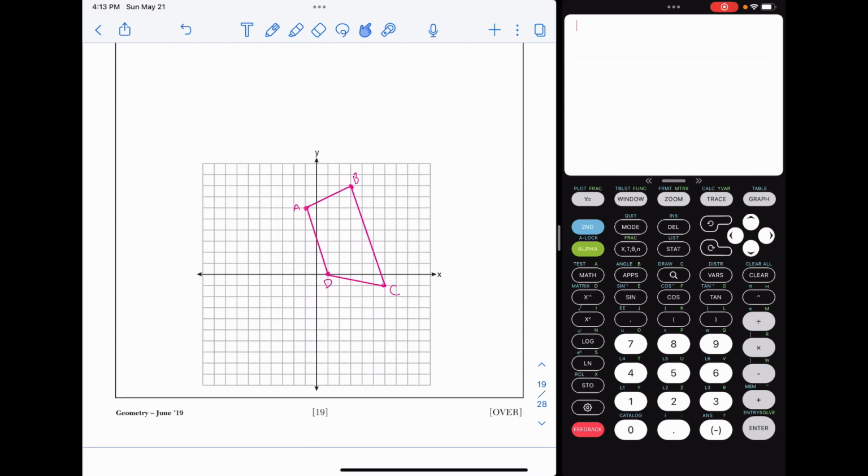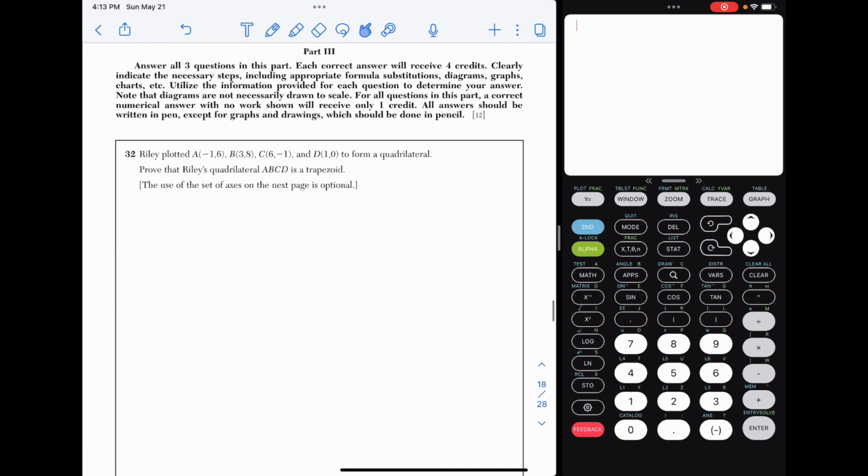I think it's helpful to look at, because what we know about a trapezoid is that at least one pair of the opposite sides are parallel. And if I look at the picture, it helps me decide which sides are going to be those parallel sides. So to me, it looks like AD and BC are the parallel sides. Now I just have to prove that. So I'm going to find the slope of AD and find the slope of BC.